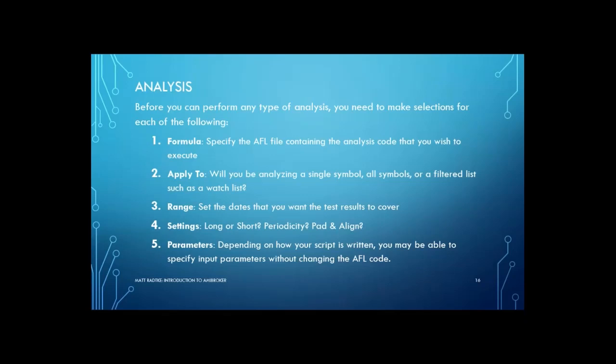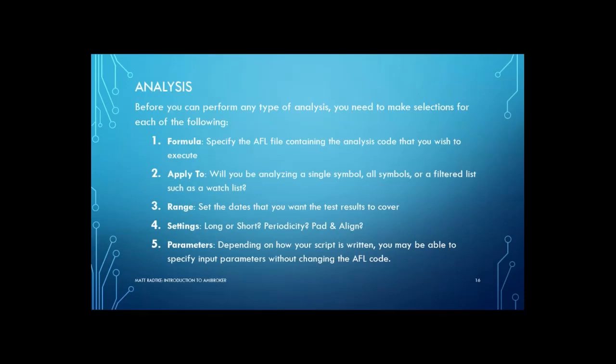We need to say, this is Dave's backtesting.afl file. This is the thing I want to run. AmiBroker has a window called Apply To, and that lets me tell AmiBroker, do I want to run this backtesting code, this analysis code, against a single symbol? Do I want to run it against every symbol in my database? Or do I want to run it against some filtered list, which could be a watch list, it could be a group. AmiBroker has lots of different ways of identifying sets of symbols.